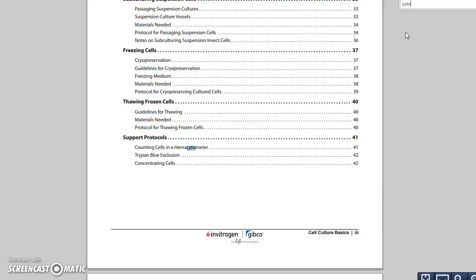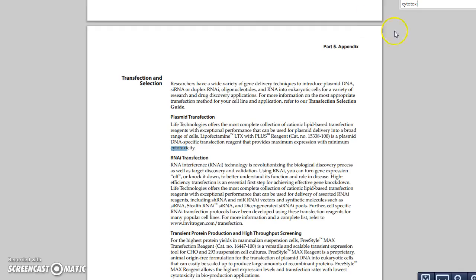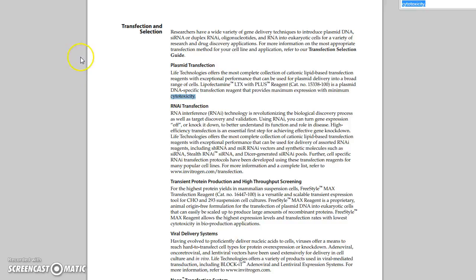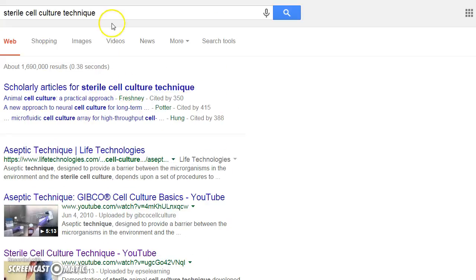So, cytotoxicity. Did I spell that right? Oh, see, yes. But nothing else comes up, so let's see what this says. Life Technologies offers the most complete collection of cationic lipid-based transfection reagents with exceptional performance that can be used for plasmid delivery into a broad range of cells. Nah, it doesn't explain what that is. So we still have to go and do another research on that.